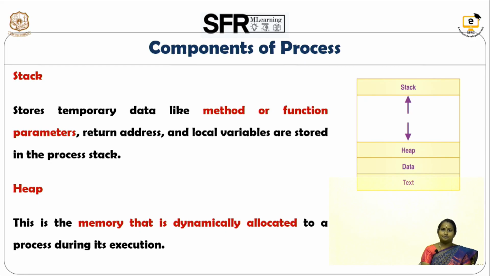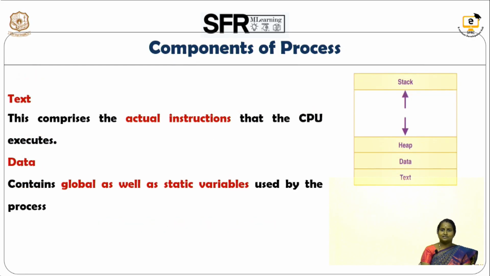Then comes the heap. So we all know that heap is a data structure. The process utilizes the heap data structure for memory. Whenever a process needs memory, that will be allocated dynamically from the heap by the operating system. And then comes the text section. It contains the actual instructions that the process has to execute on the CPU. Then comes the data section. Here the data section contains all the global as well as the static variables utilized by the process for execution.